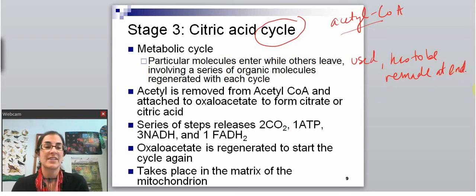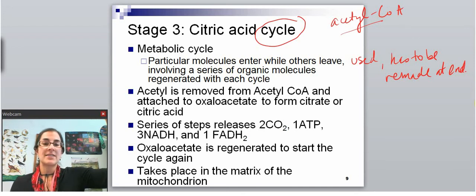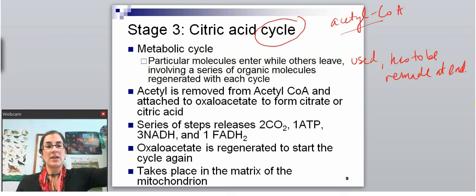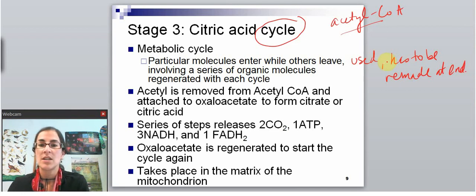So this is a lot like a cycle that you're probably familiar with from elementary school, the water cycle. So remember, like in the water cycle, you have rain come down from the sky from condensation, and then the sun heats it back up and it evaporates and comes back into the air, and then it recondenses to reform rain. And that is the water cycle over and over again. It evaporates, goes up, it condenses, and falls back down as rain. So something that's used is remade at the end.